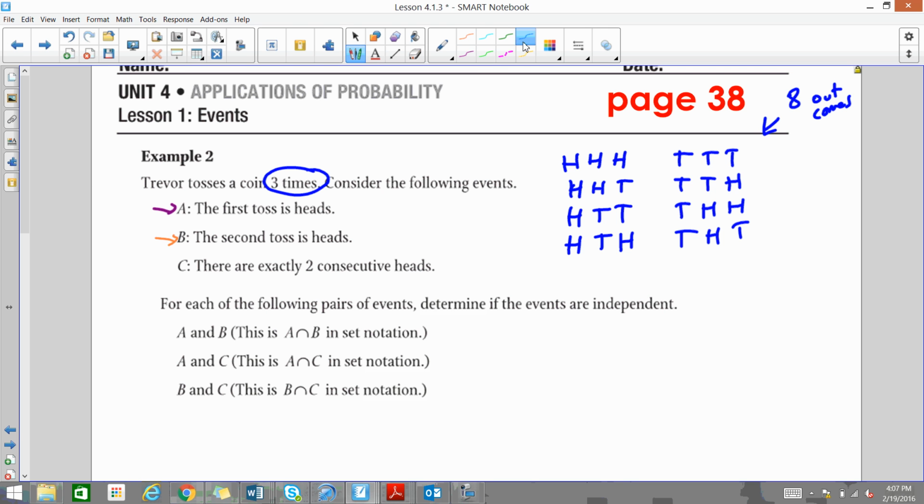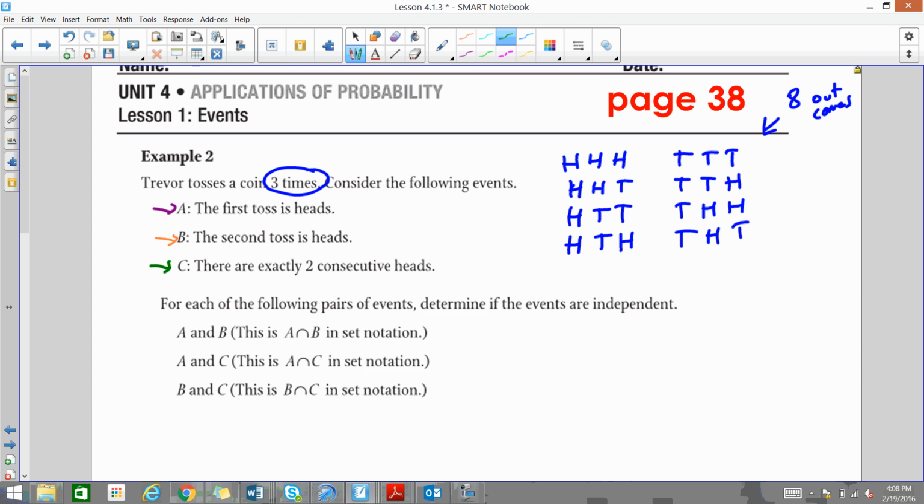And then C, we'll do this one in green: there are exactly 2 consecutive heads. That means there has to be back-to-back heads, not just 2 heads in a combination, but it needs to be like heads, heads, tails, or tails, heads, heads. The heads have to follow each other. Anyway, using these 3 different events, for each of the following pairs of events, determine if the events are independent.